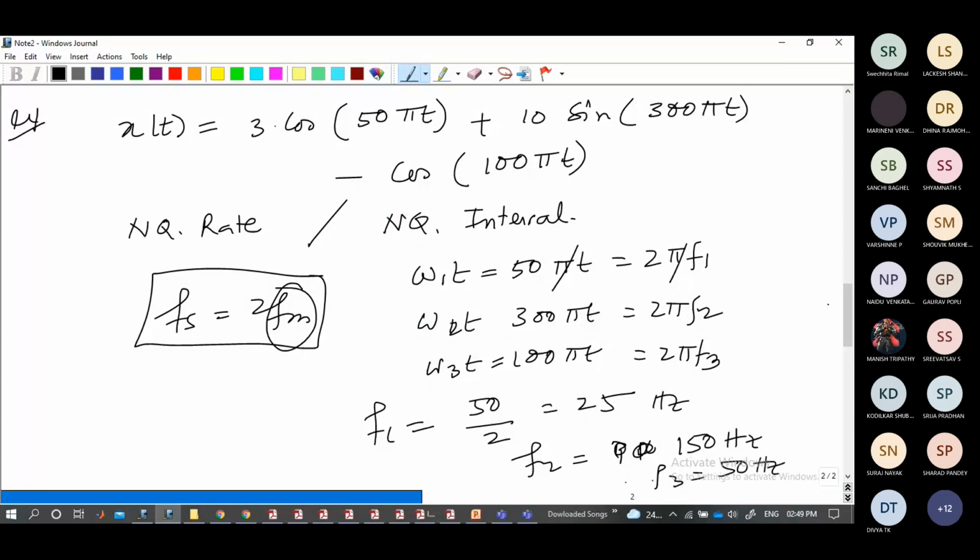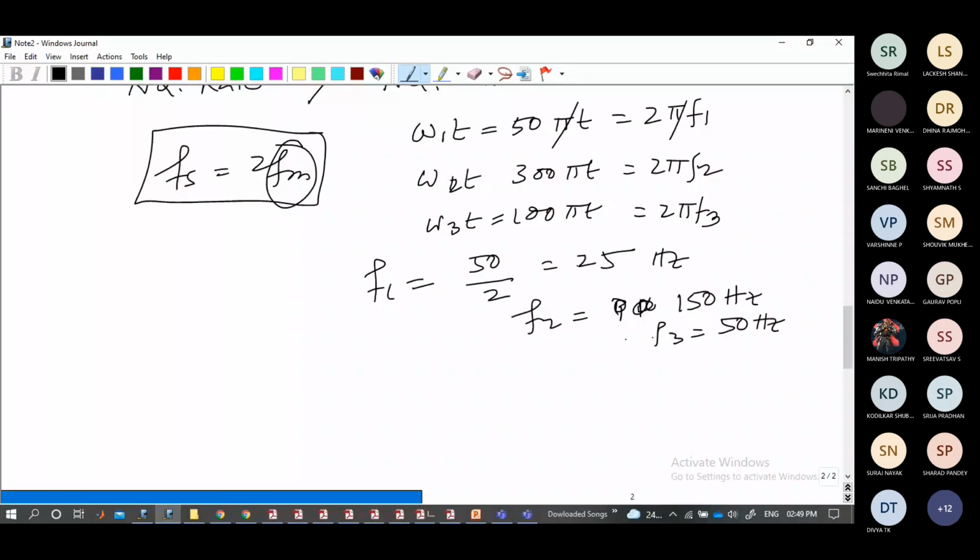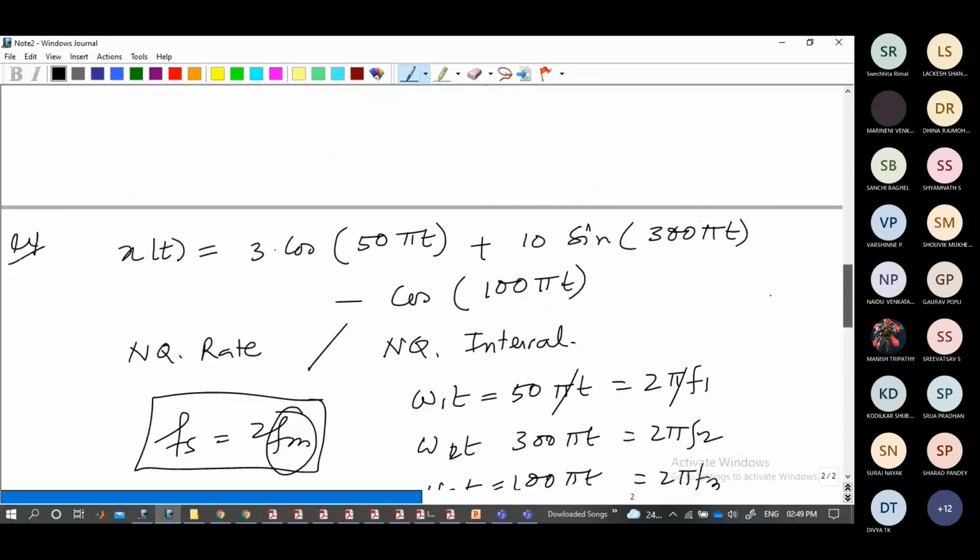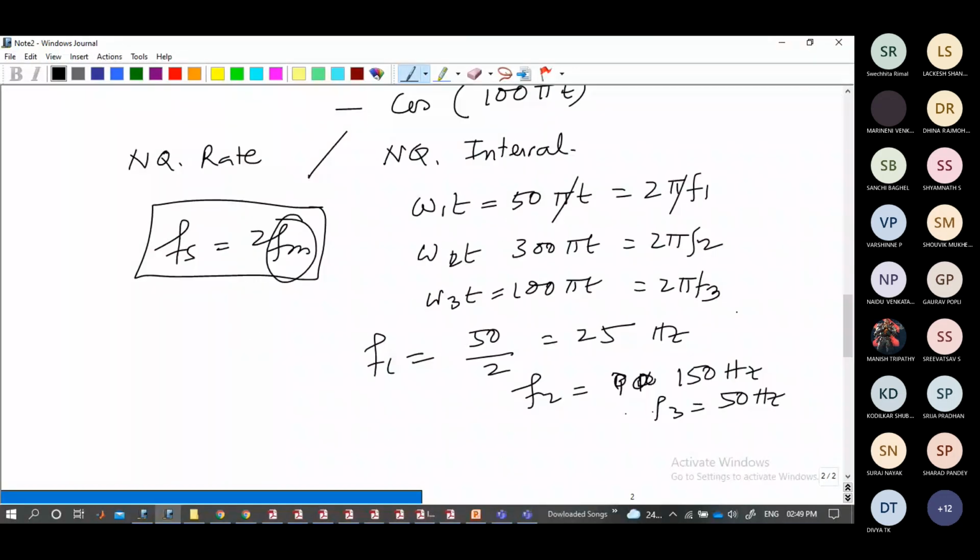So this small little information you need to understand carefully. We don't consider the frequency which is given over here as fm. That is the main objective over here. So this is 2 pi f, and from that we can get it.